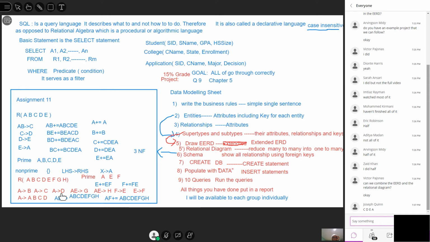These fail the condition because this is not a super key and this is not prime. Not a super key, not prime. Some people are showing me this.